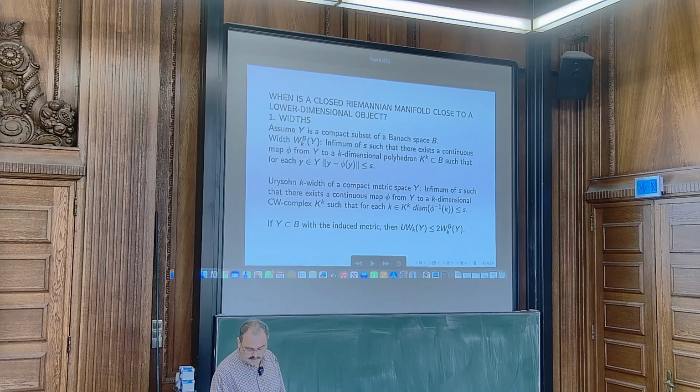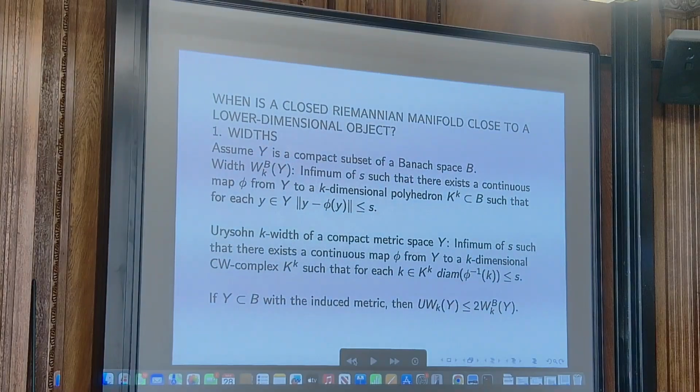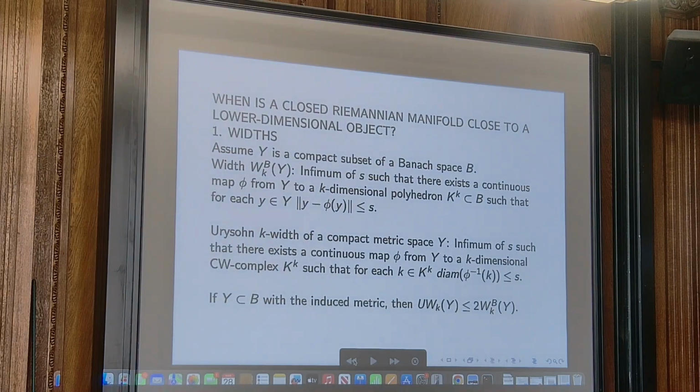Before continuing, I would like just to say a couple of words. In the last part of this talk, there will be also part 2. In part 2, we will be measuring distances between manifolds and lower dimensional objects in terms of some kind of filling invariance, some kind of isoperimetric type invariance, but I'm going to talk about it later during this talk.